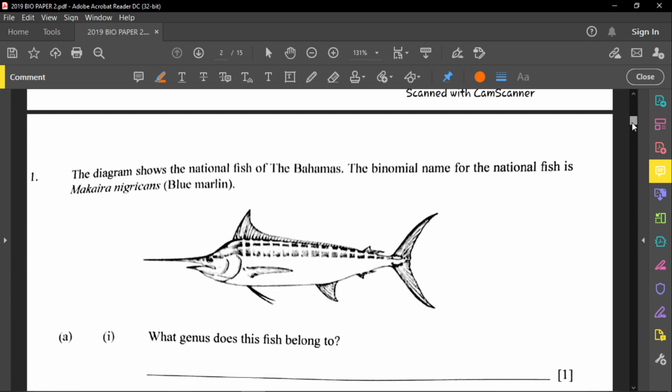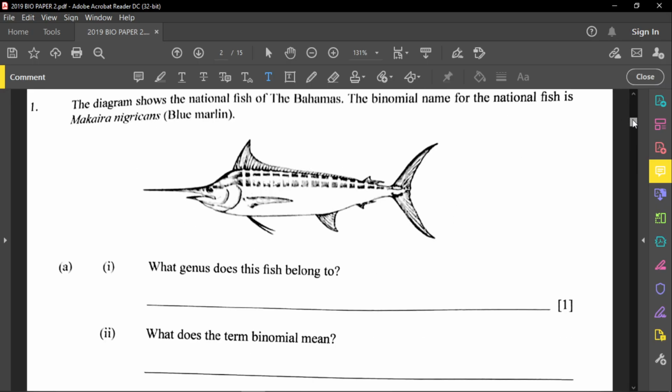Now let's go into our first question. The first question reads that the diagram shows the national fish of the Bahamas. The binomial name for the national fish is the Makaira nigricans, which is the blue marlin. Now the question asks us, which is part A, what genus does this fish belong to?